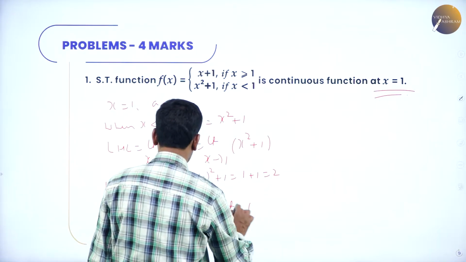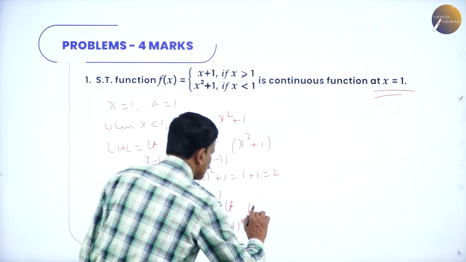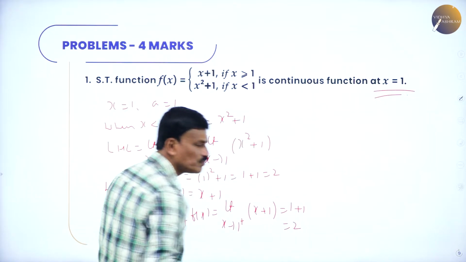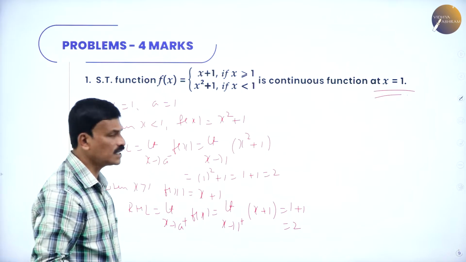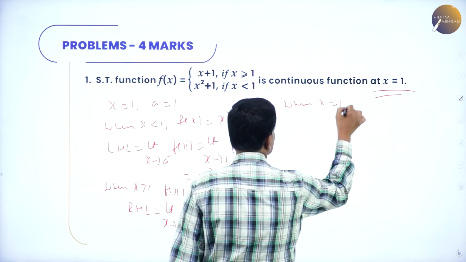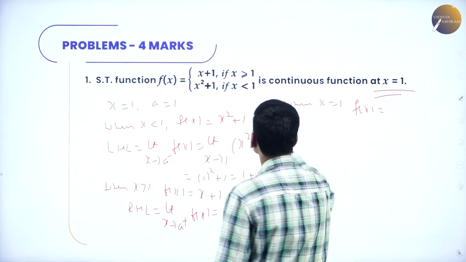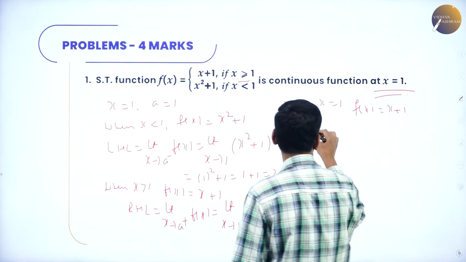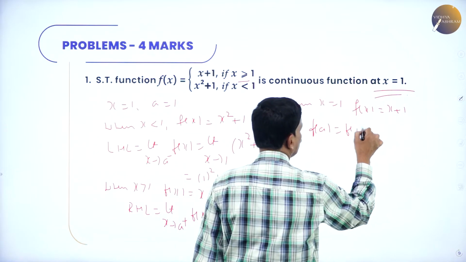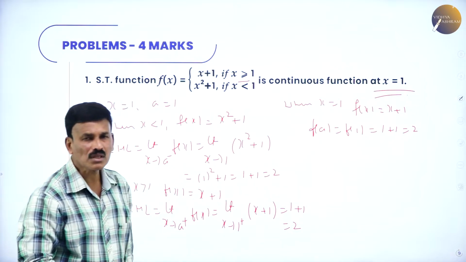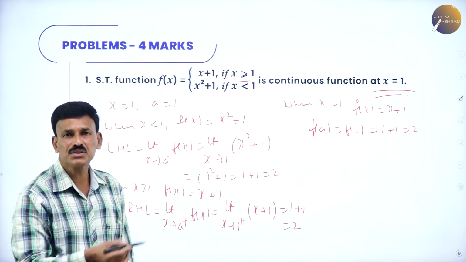What is f of x here? f of x is equal to x plus 1. Put x is equal to 1, 1 plus 1, this is equal to 2. Left hand limit is equal to 2. Right hand limit is equal to 2. Now come to the functional value. When x is equal to 1, what is f of x? When x is equal to 1, f of x is x plus 1. So f of a, f of a means f of 1, is equal to 1 plus 1 is equal to 2. See, left hand limit is 2, right hand limit is 2, functional value is 2.